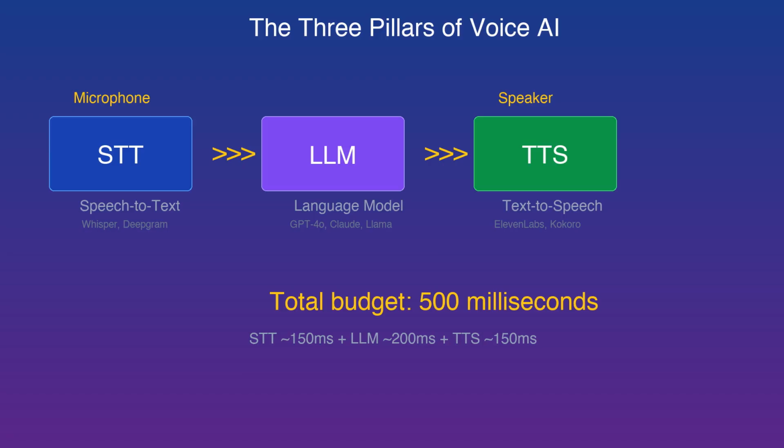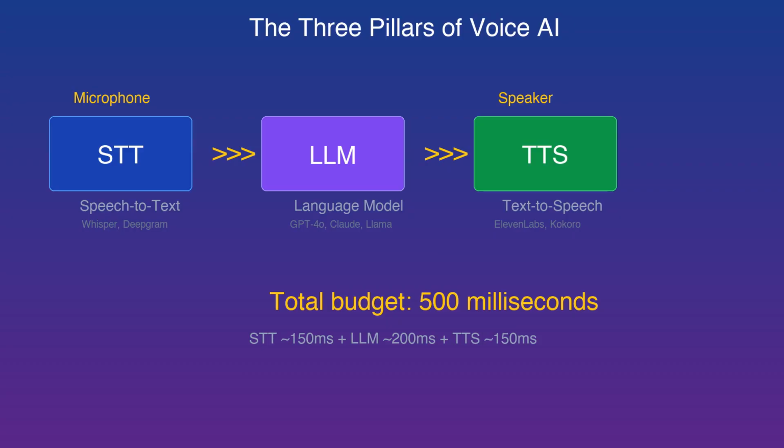PipeCat handles the hard parts automatically. Voice activity detection determines when you've stopped speaking. Turn-taking logic knows when it's the AI's turn to respond. Interruption handling lets you cut the AI off mid-sentence, just like a real conversation. And streaming ensures responses start playing as soon as the first tokens are generated.